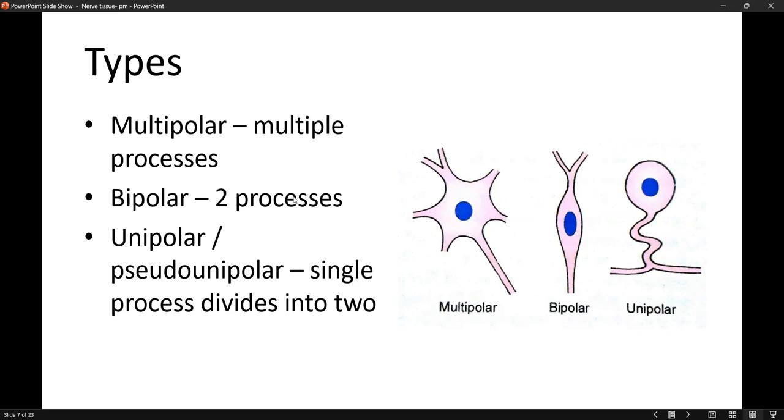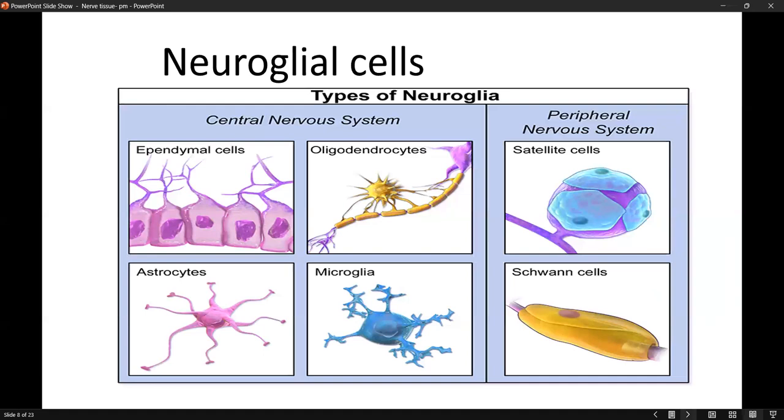Now, as I said, depending on the type of processes, we can classify neurons as multipolar, which I already showed. And then you have bipolar, which means there are only two processes, that is one axon and a dendrite. And then you have unipolar, which is normally pseudo-unipolar. The pseudo-unipolar will have one process, and functionally we may see that it diverges into branches. So these are the types of neurons.